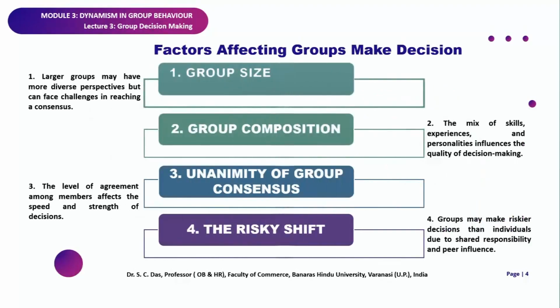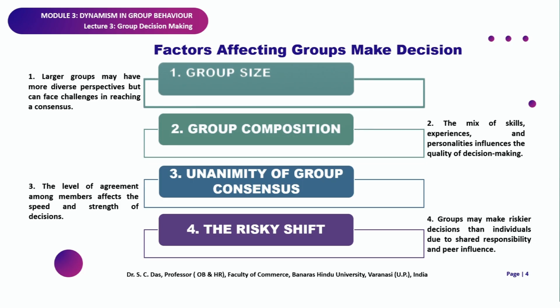What is the cognitive skill in the decision making process? What is the individual behavior in the decision making process? Collectively, in what way do we share the information? What mechanism? All these things are part of group decision making. Now see, factors affecting group-made decisions. What are the various factors which affect group decision making?